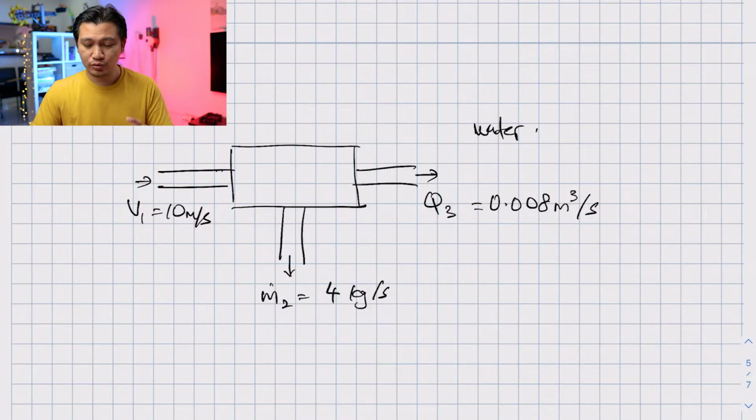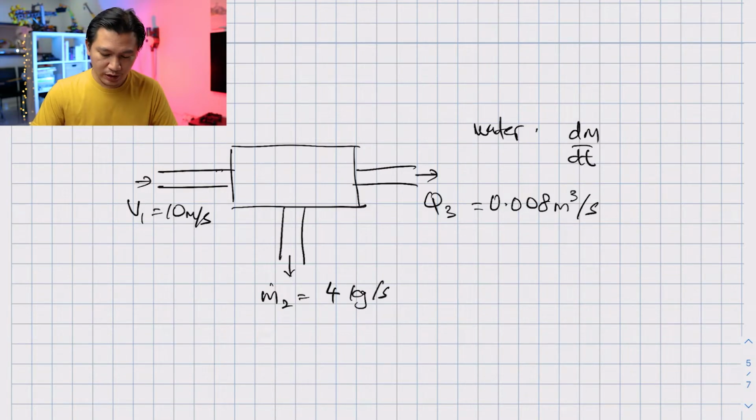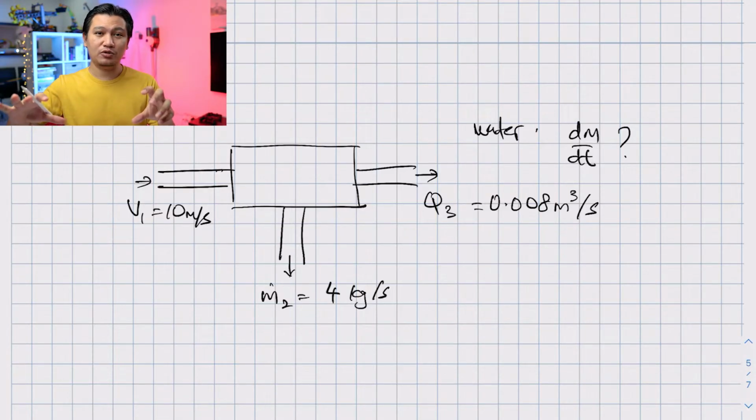The question asks you to find the rate of change of mass of the water, this is dm over dt inside this device. So what is dm over dt? It is the rate of change of water inside this device. So immediately you know that this is an unsteady problem, which means that whatever comes into the control volume is not necessarily similar to what comes out of the control volume, because something has changed inside that control volume, right?